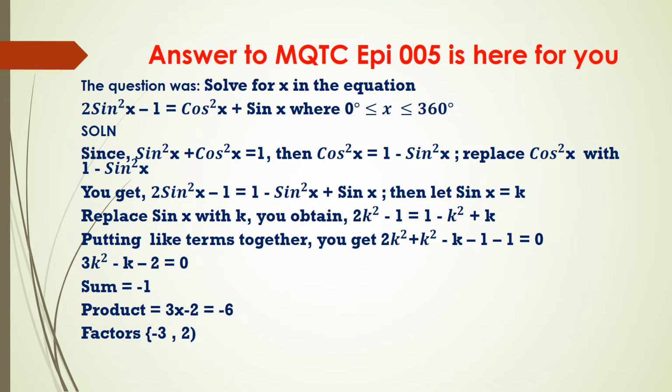sum, then product. Sum is the coefficient of k, which is minus 1. Product is the coefficient of k square, which is 3, times the constant c, which is minus 2 in this case. 3 times minus 2 gives us minus 6. Then we will ask ourselves, what are the two numbers that when you add them, you get minus 1, and when you find their product, you get minus 6? Those factors will be minus 3 and 2.